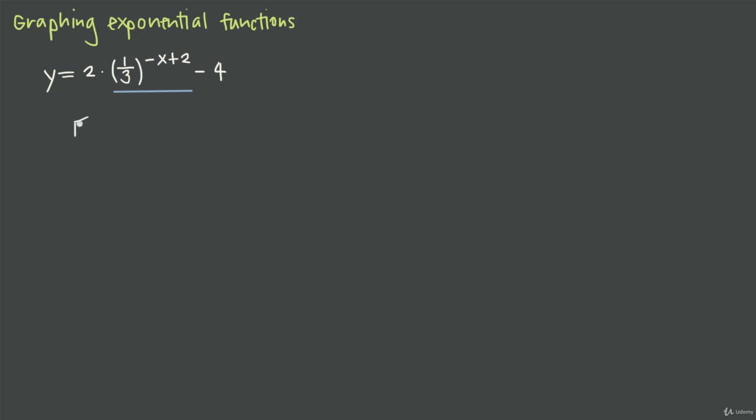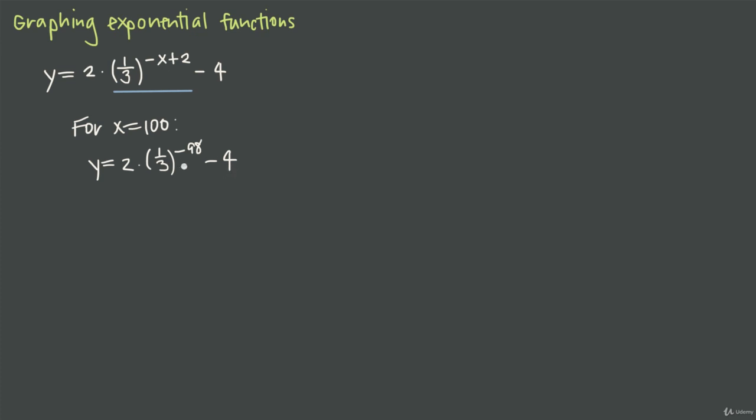If we plug in x equals positive 100 first, what we get is y equals 2 times 1/3 to the positive 100 here for x. We have this negative sign, so plugging in positive 100 actually gives us negative 100. Negative 100 plus 2 is a negative 98. So negative 98 minus 4.